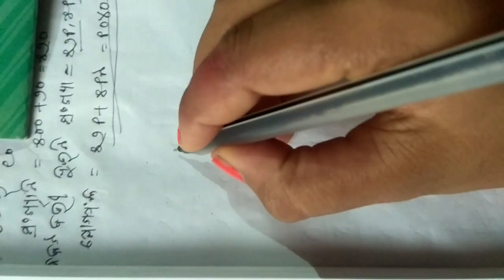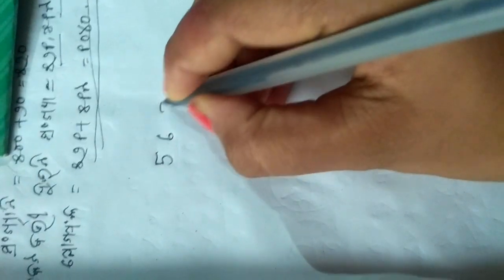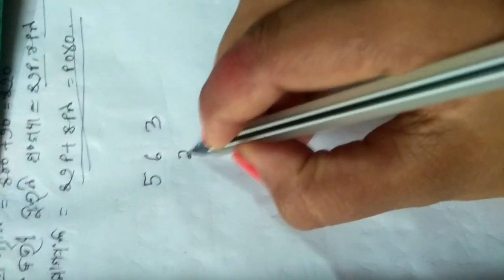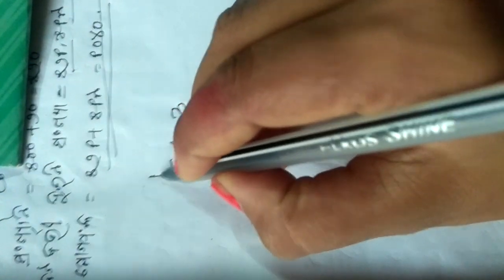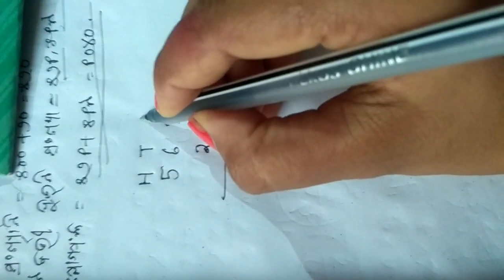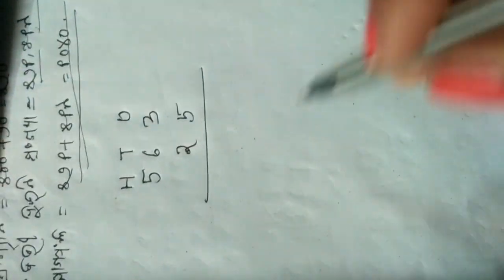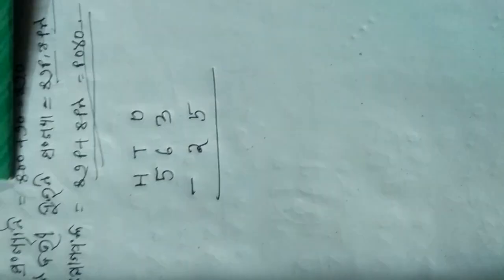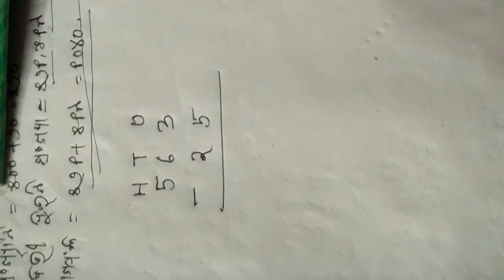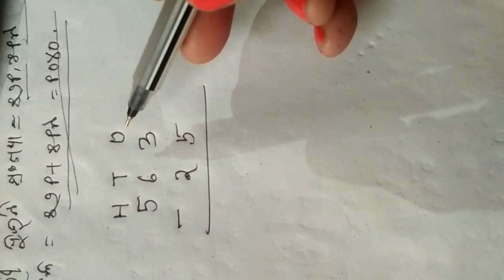So, students, look at this example. We subtract 563 and 25. First we write their places: hundreds place, tens place and ones place, and then we put the subtract sign in this place. Students, first we subtract the ones place.